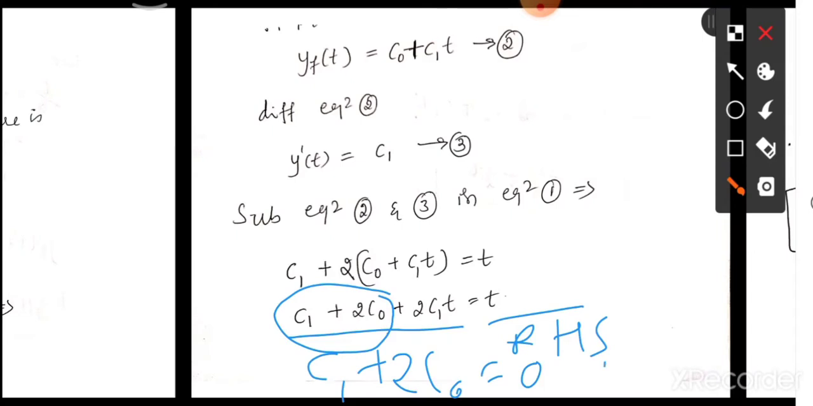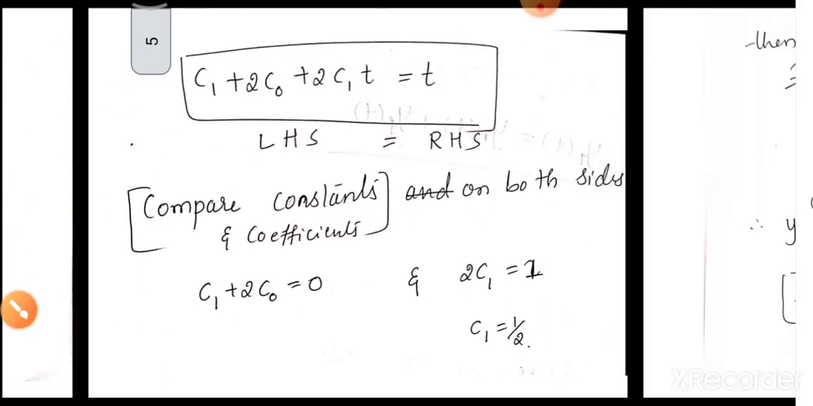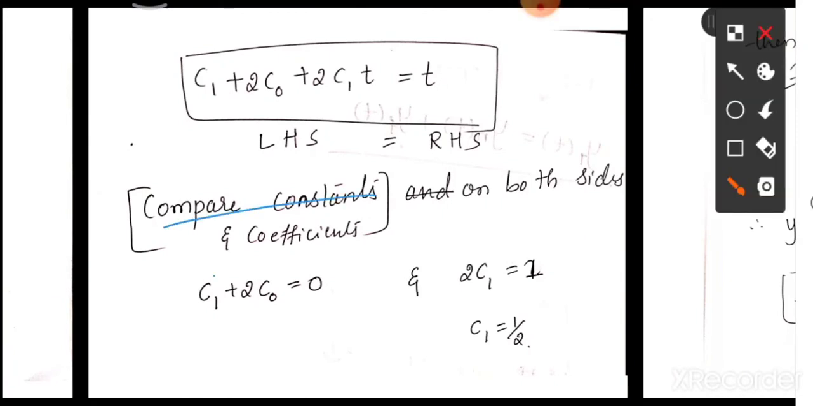Along with this, one more equation is what? Compare the coefficient of t. Then it will be 2c1 equal to 1. So compare your coefficients on both the sides. The first one you get is c1 plus 2c0 equal to 0, and 2c1 will be equal to 1.